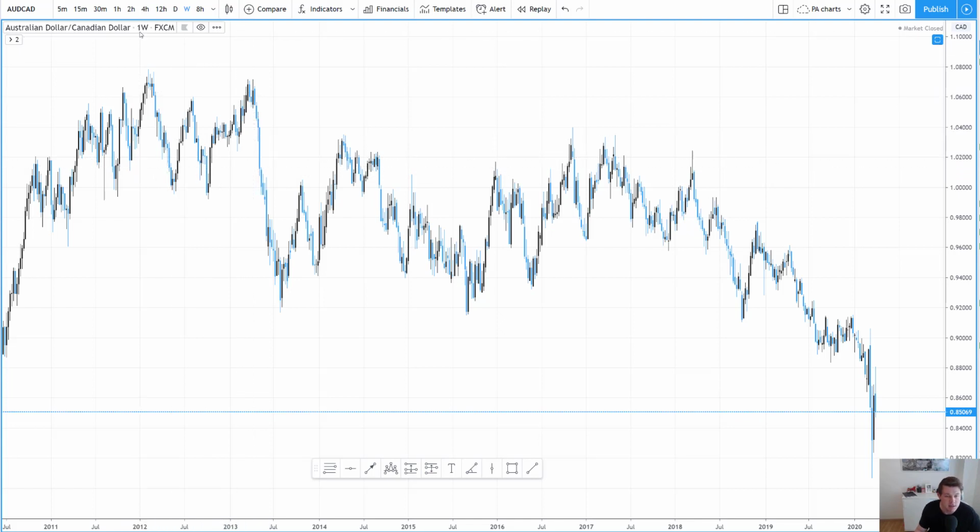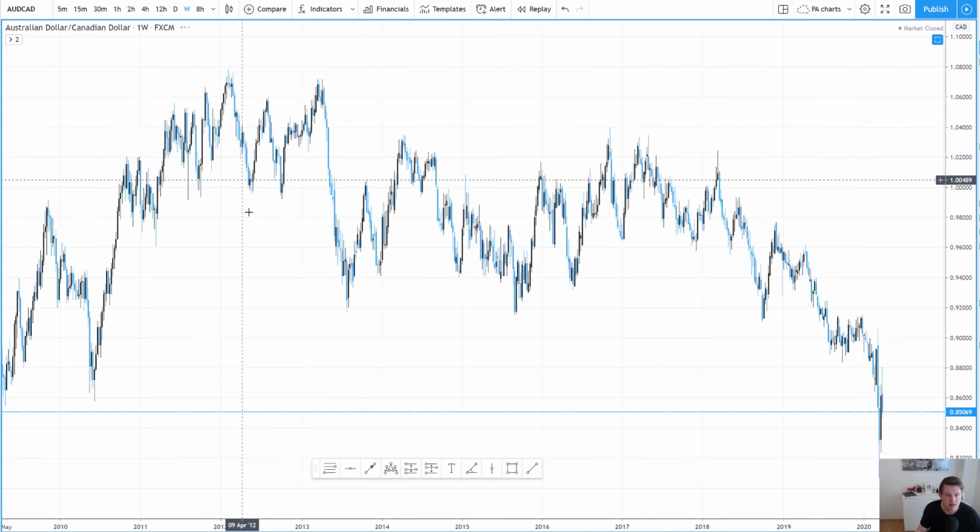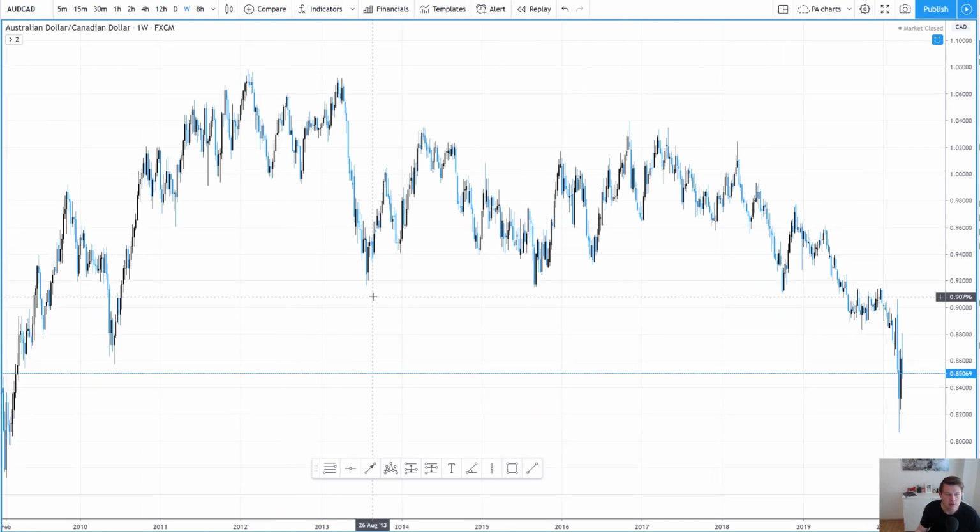So we are starting here on the weekly. We have another example where we're going to start on the daily. And the idea is that we look for failed and fake breakouts on the higher time frames, and then we go down to a lower time frame to time our entry. And for that, what we want to do is very, very simple.